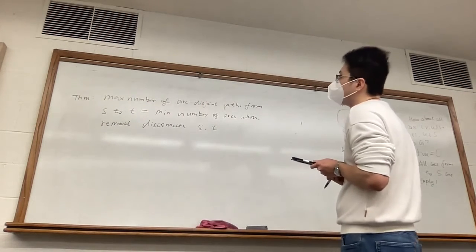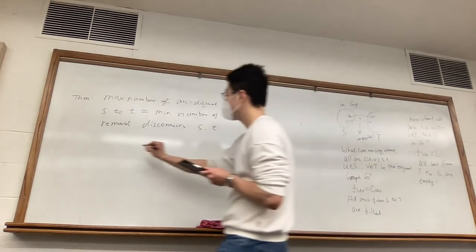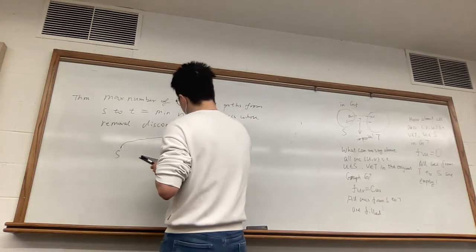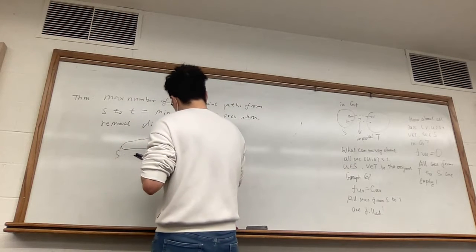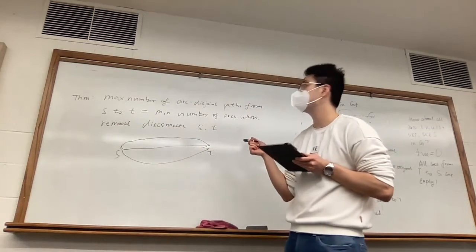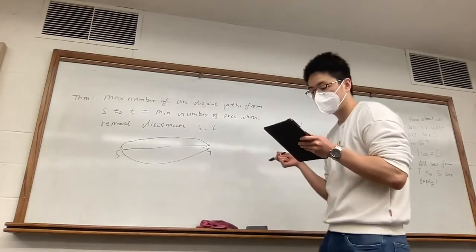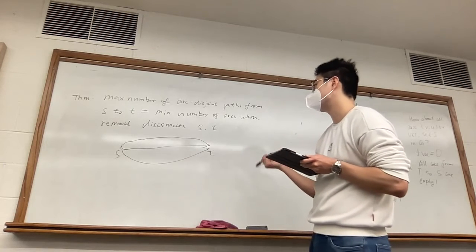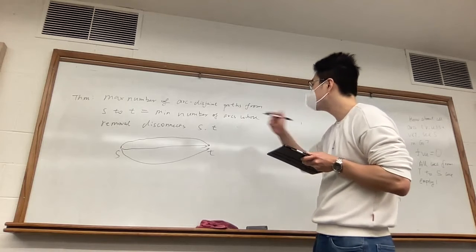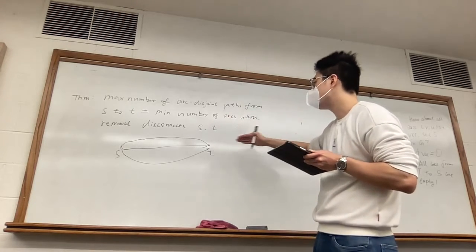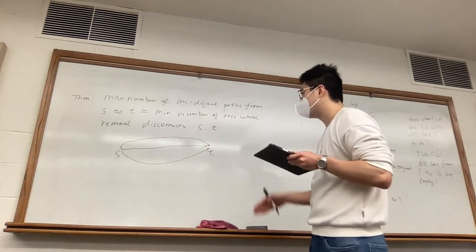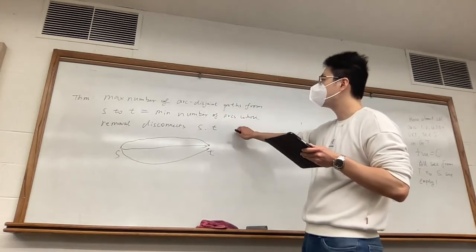The maximum number of arc disjoint paths from S to T. So we have S, we have T. Arc disjoint paths means that we have these paths, and they don't have any arc in common. This is called arc disjoint paths from S to T. This is equal to the minimum number of arcs whose removal disconnects S and T. So that's to say, what is the minimum number of arcs such that if you remove them, then S is disconnected from T. So this is the first theorem.